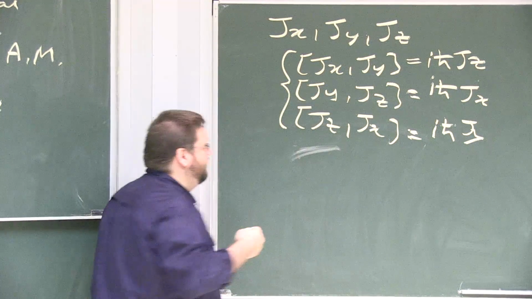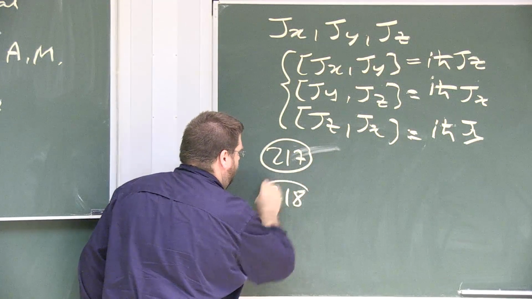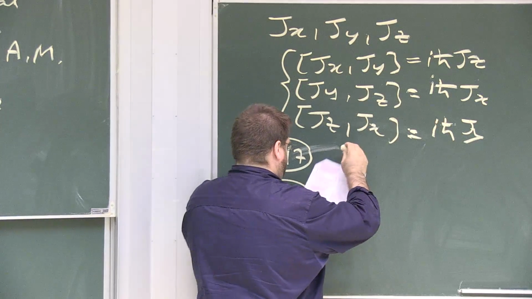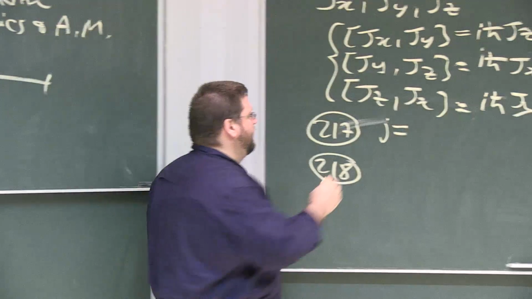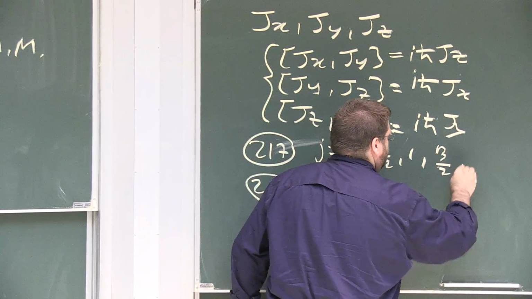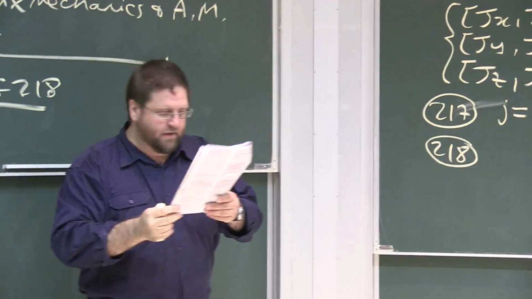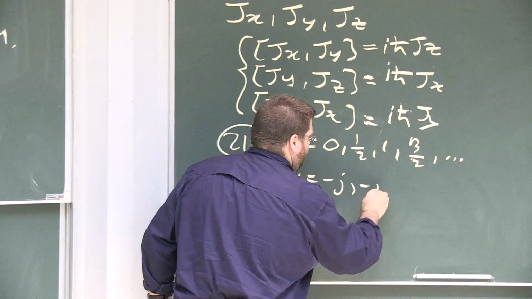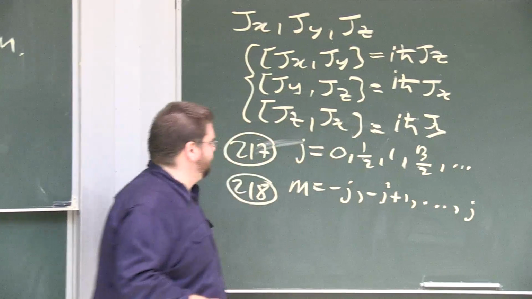We stated without proof two key results, in equations 217 and 218 respectively. The first of these equations said that the generalised angular momentum could have only integer or half-integer values. Equation 218 said that m, the generalised magnetic quantum number, varied between minus j and plus j in steps of 1.